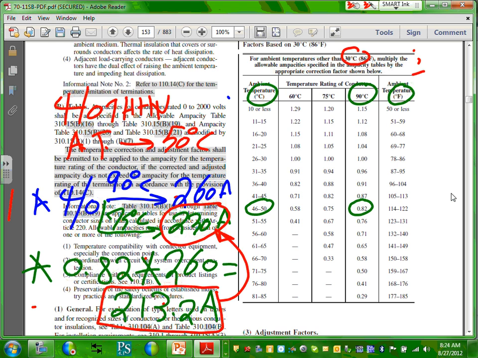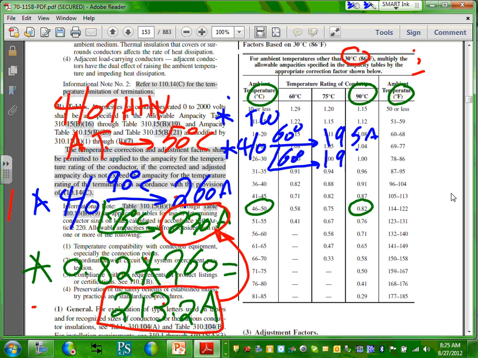Does that make sense? Now let me do the same example, guys, except I'm going to use TW. I'm going to use the insulation TW. So let's do the first thing. For 4 TW, which column are you going to go to? 60. Why? Because TW is rated for 60. Can you guys give me the amps? 195. And how about for sizing? Same column, 195. So both of them are the same because we're in the 60 column for sizing and the rating.